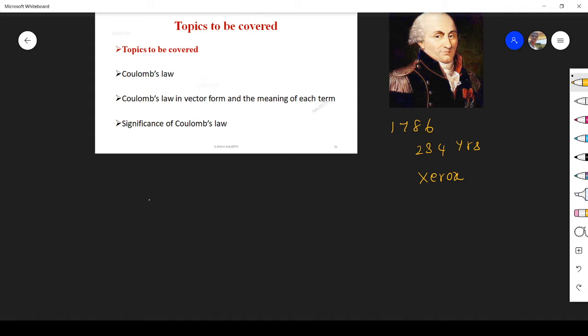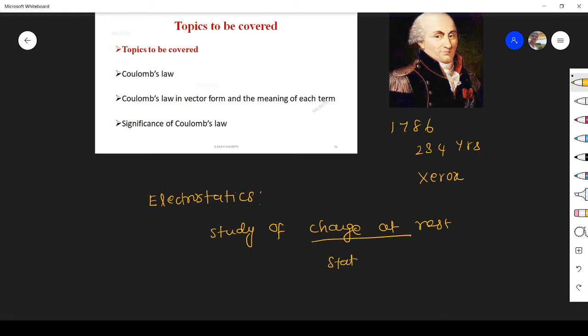Right, so before we learn Coulomb's law we must know what electrostatics is. Electrostatics is nothing but the study of charge at rest, or simply static charge. What are all the things that happen when charge is at rest? That is dealt with in electrostatics.